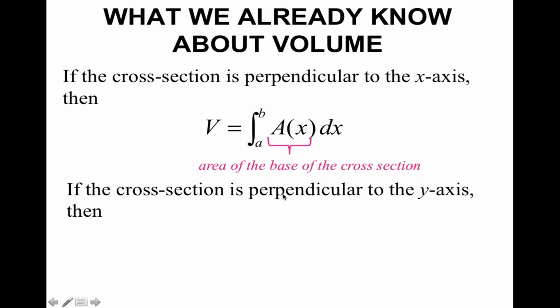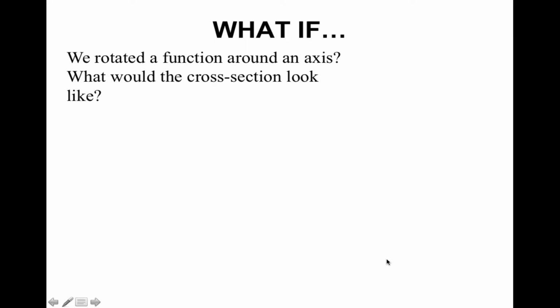If the cross section is perpendicular to the y-axis, then that means that we are going to integrate in terms of y, where A of y is the area of the base of your cross section, but in terms of y. Now, what if we rotated a function around an axis? What would the cross section look like then?